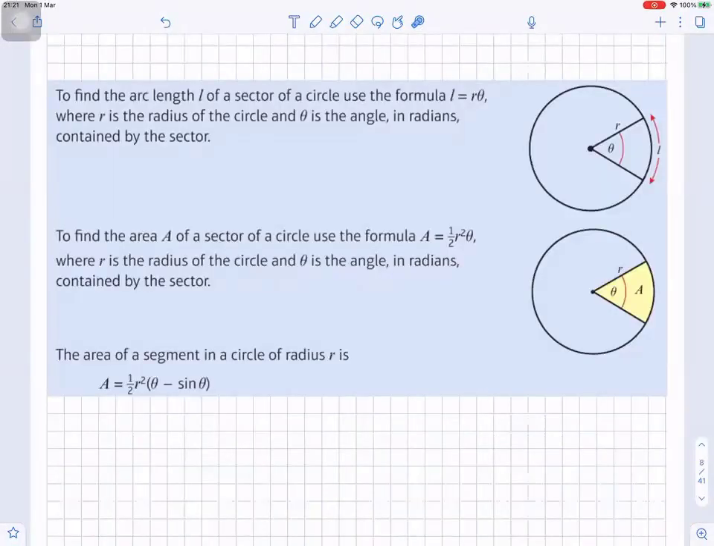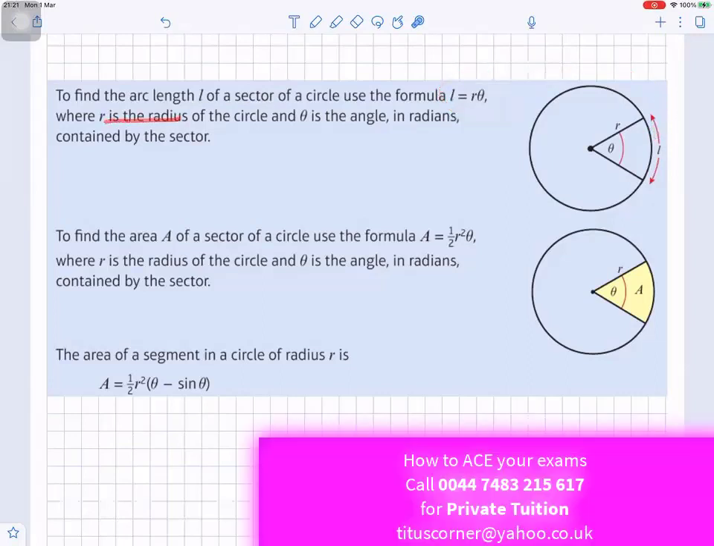So to find the arc length L of a sector of a circle, use the formula L equals r theta. So we need to memorize that, where r is the radius of the circle and theta is the angle in radians contained by the sector. And to find the area of a sector, use the formula area is half r squared theta. We want to find that yellow area, where r is the radius of the circle and theta is the angle in radians. Make sure the angle is in radians. Don't forget, the angle has to be in radians. And that's the formula for the sector. We're going to use this formula.